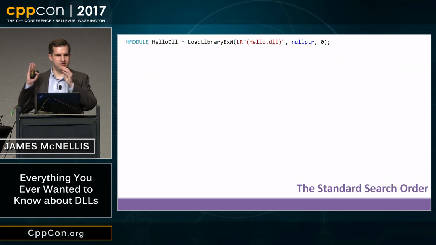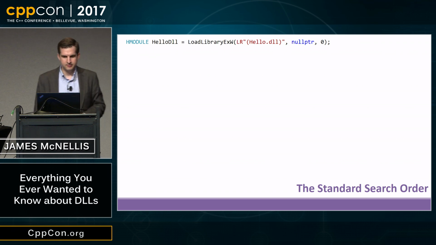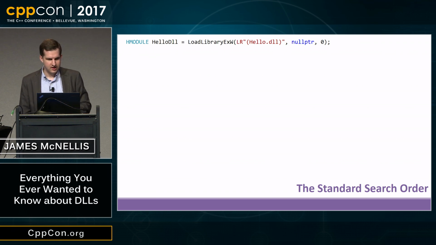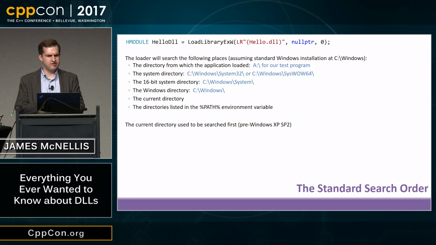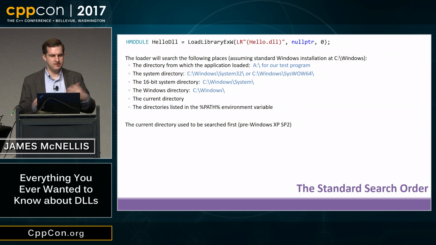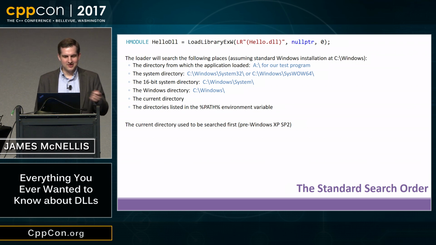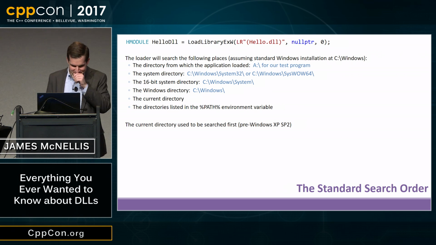So after that, all right, it's not already loaded into memory. We don't have an absolute path. It's not a known DLL. The loader needs to go and search for the DLL. So this is the standard search path. Basically, it's going to start by looking in the same directory that our application is located, so the A drive for my little test program here. It'll look in the system directory, which will be system32 for 32-bit programs. It'll be syswow64 for, or no, I've got that backwards. Anyway, it'll be one of those. It'll then look in the 16-bit system directory, which is just named system because, legacy.